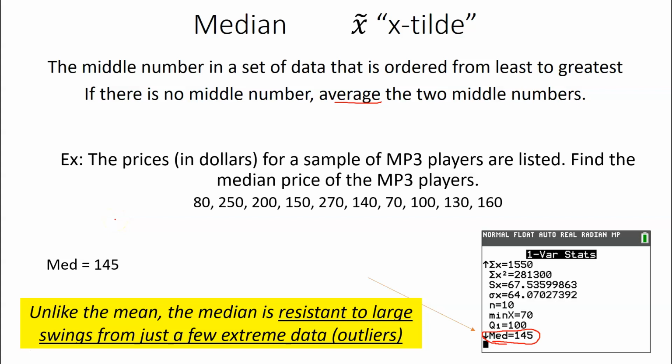Unlike the mean, though, the median is referred to as resistant to large swings from outliers. It doesn't really change that much, even though there might be an outlier. Now, the truth is the median most of the time isn't incredibly useful. What we honestly use it the most for is trying to decide if something is an outlier, and I'll get to that another day. But other than that, we don't actually use the median that often.